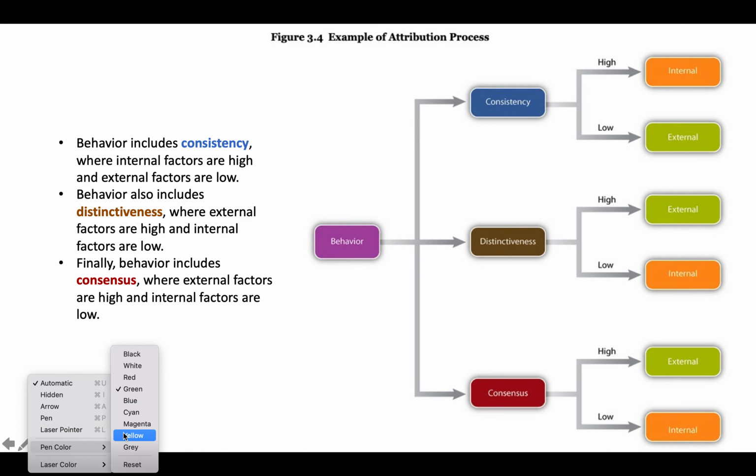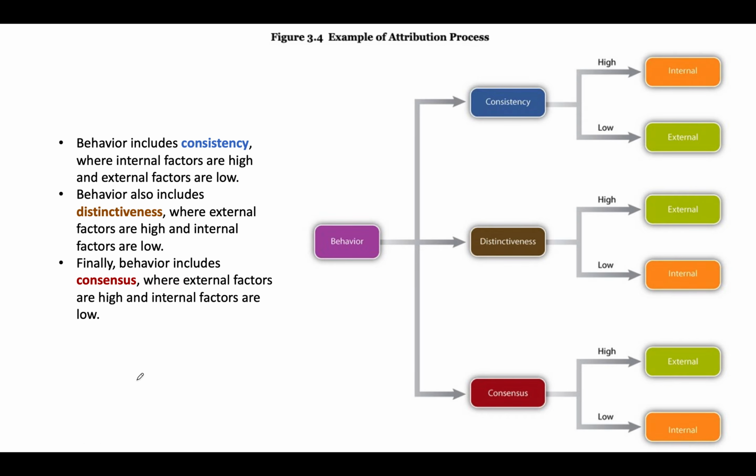So to just drive home this point a little bit further, because it might be a little bit of a trickier concept. Here is the behavior being observed. You have the 3 decisions: consistency, distinctiveness, consensus. And they can either be high or low. And depending on if they're high or low, they are internal or external. So it looks something like this. Behavior, when we're looking at consistency, where internal factors are high and external factors are low. Then we have distinctiveness, where external factors are high and internal factors are low. And then we have behavior that includes consensus, where external factors are high and internal factors are low.